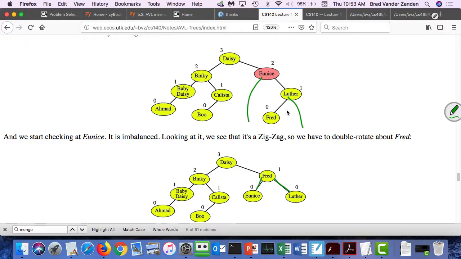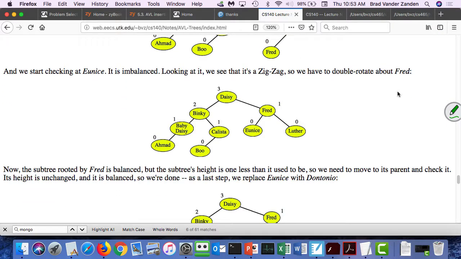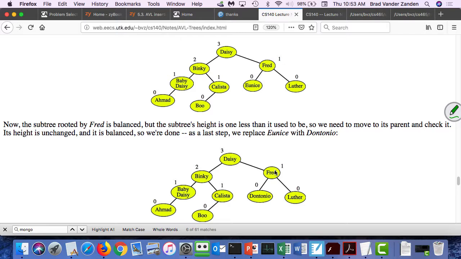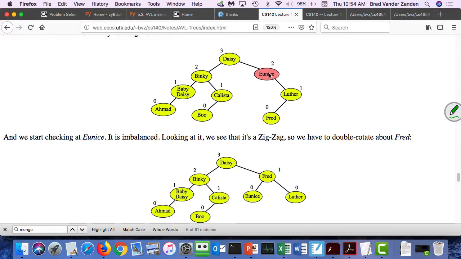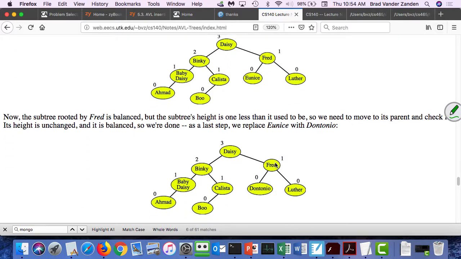Now, it's possible that the height of the subtree would have changed. In this case, it did. It went from 2 down to 1. But it is still in alignment with Binky, meaning that the heights differ by no more than 1. And so in this case, we would be done, but you would still probably need to go and check the parent. It's always safe to go up and check the parent. So even though the difference here is 1, you would still actually need to go and check the parent and on up to the root. I am not going to do it today, but we will do it on Tuesday.